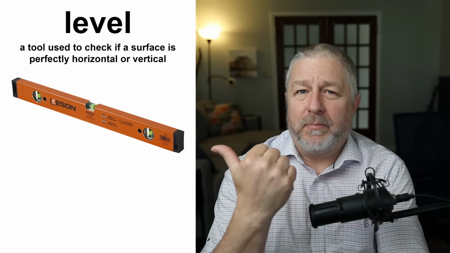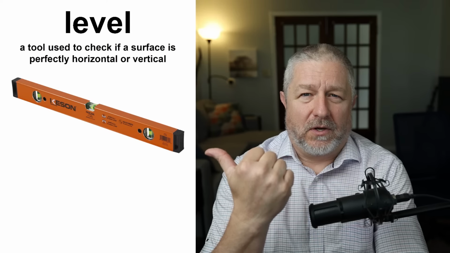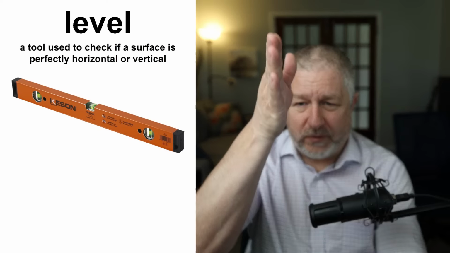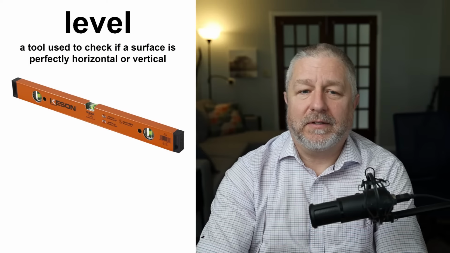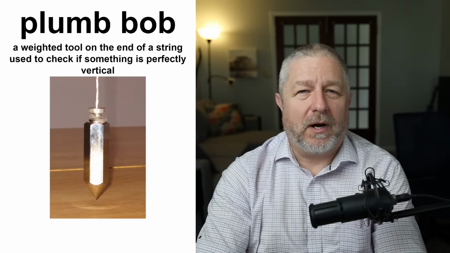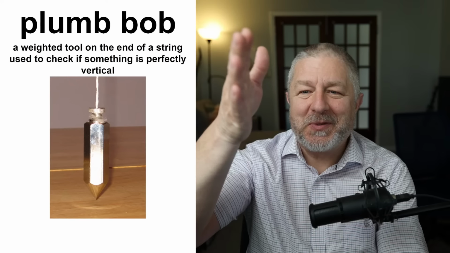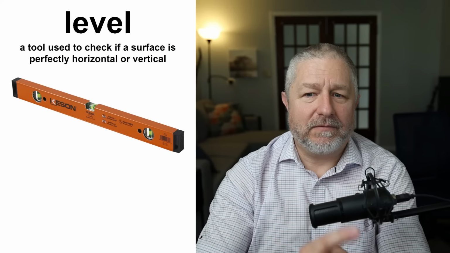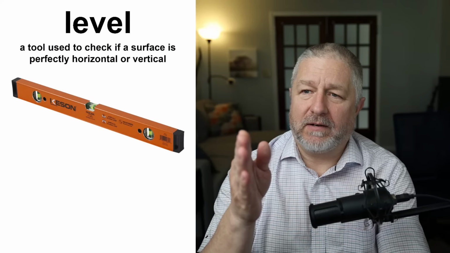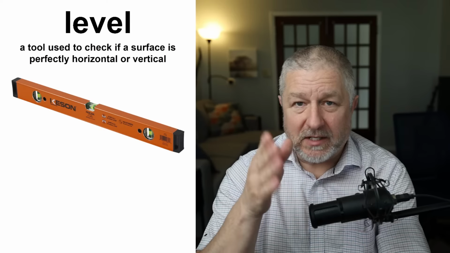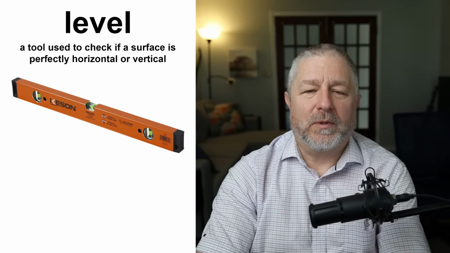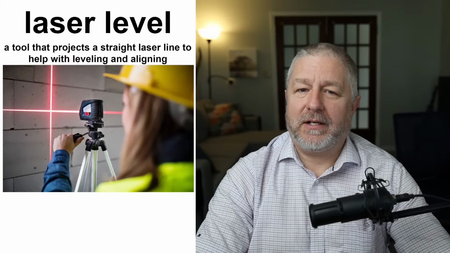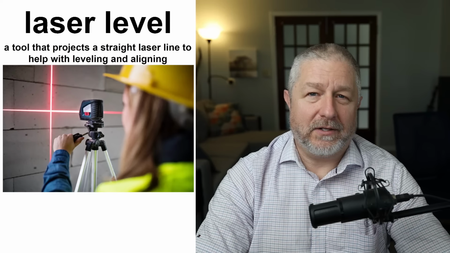Because I do not build things that are really tall, a level works fine for my case for doing vertical or horizontal leveling. But if I built like a tower, I would use a plumb bob. Instead, I just use a level. And I have two levels probably. I think I have a 4-foot level, like a really long one, because it's more accurate, and then a few shorter ones. Laser level, a tool that projects a straight laser line to help with leveling and aligning.